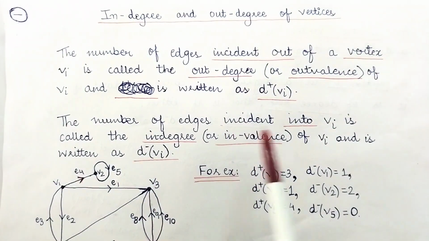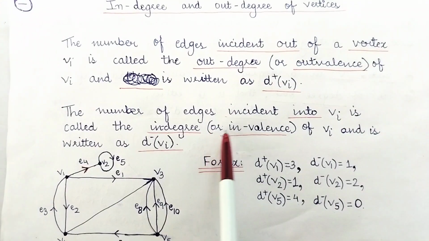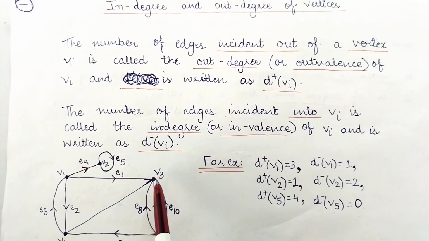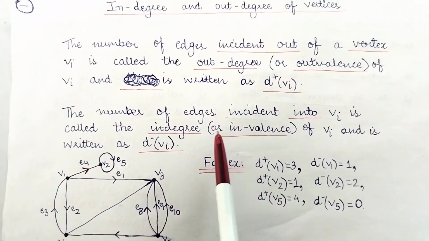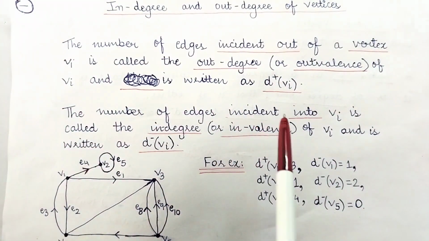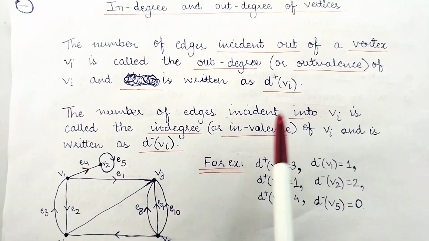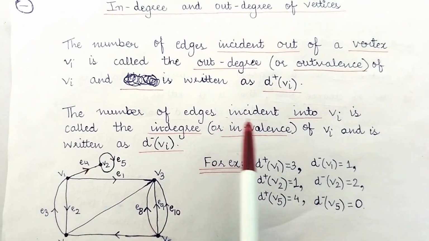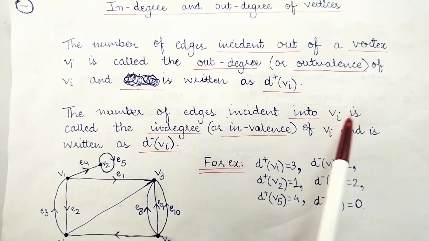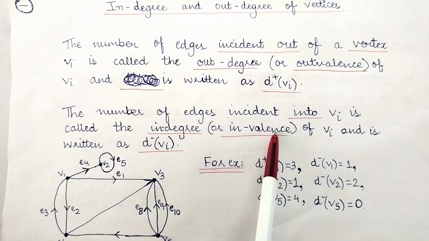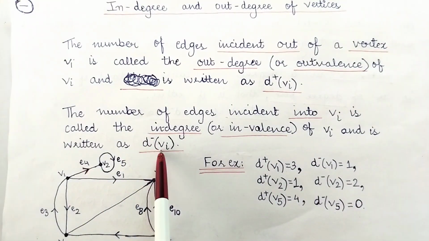Now let's talk of in degree. The number of edges that are incident into a vertex is called the in degree or in valence of that vertex. So the number of edges that are incident into a particular vertex Vi is called the in degree or in valence of that vertex Vi, and is written as D, a negative sign, and Vi.